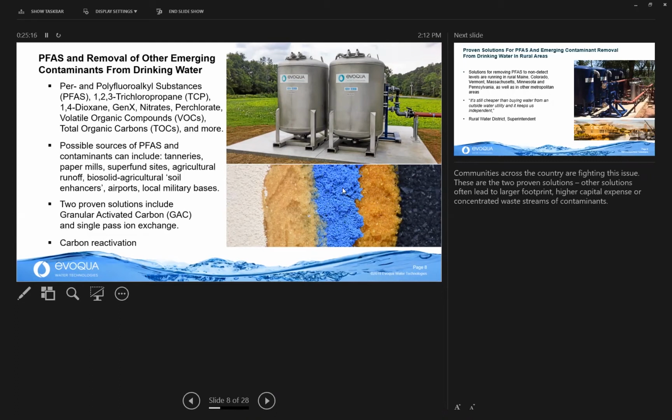But kind of weaving our way back to PFAS, possible sources of PFAS include tanneries, paper mills, Superfund sites, agricultural runoff that's been contained in biosolids for land-applied biosolids, soil enhancers, as well as airports and local military bases where they're used as firefighting foams or fire suppression.